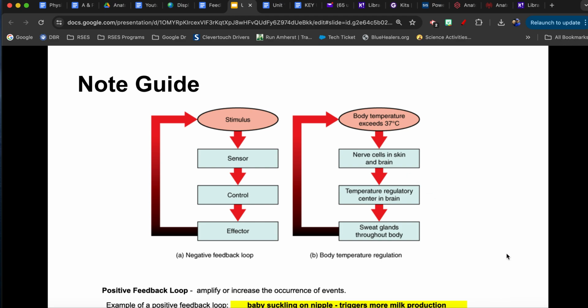Go ahead and put this into your notes. And like I said, tomorrow we're going to do some work identifying and then figuring out more about how feedback loops work and the difference between positive and negative feedback loops. But for today, we are done.